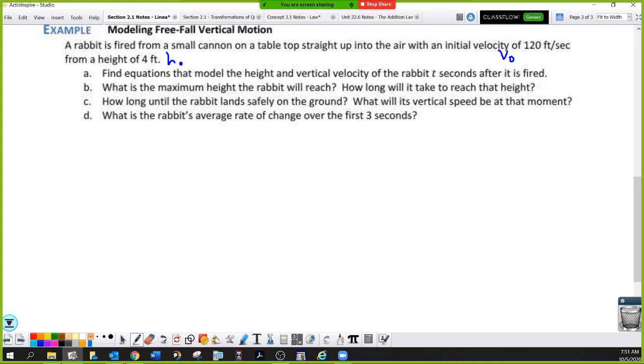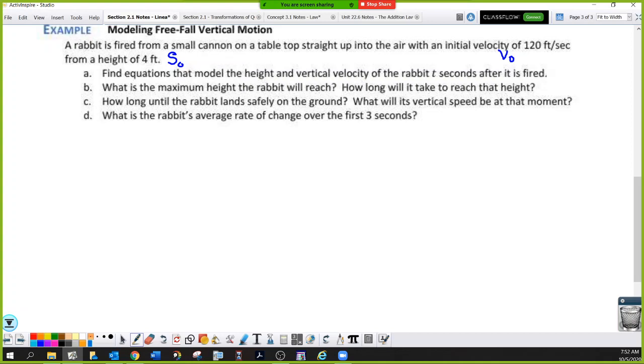H sub zero, I'm sorry? You mean S? Is S the height? Yeah, stupid H and S. Okay, my S's look like 5s. I'm going to do my best. S sub zero. Yeah, that's not too bad.